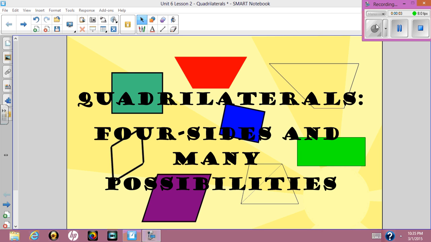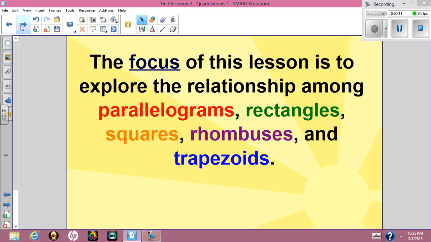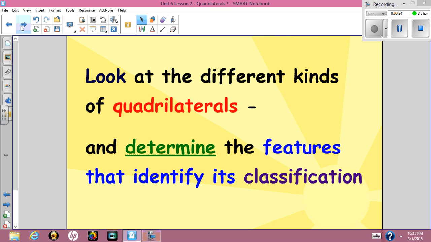Welcome to Unit 6, Lesson 2, Quadrilaterals for Sides and Many Possibilities. The focus of this lesson is to explore the relationship among parallelograms, rectangles, squares, rhombuses, and trapezoids. We're going to look at the different kinds of quadrilaterals and determine the features that identify its classifications.